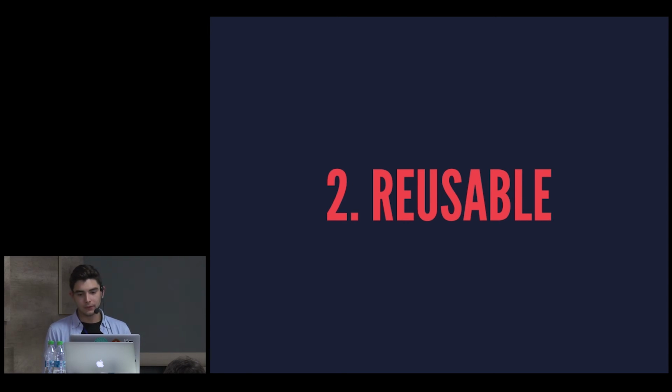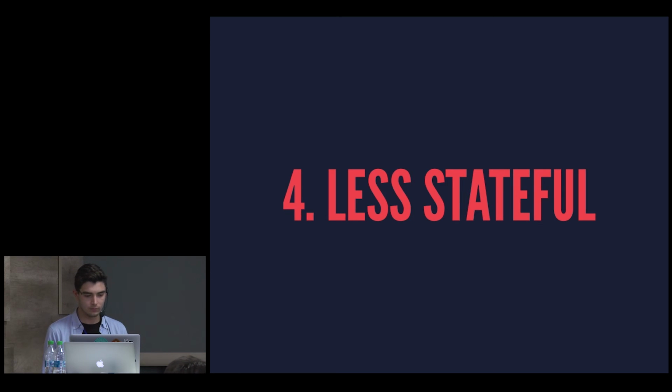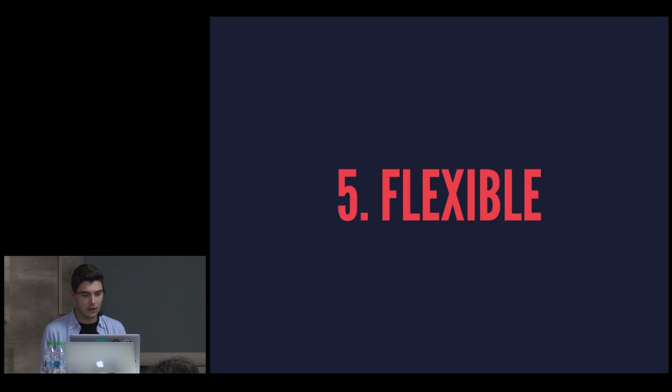Reusable, because we don't have repeating implementation and a lot of boilerplate code. Declarative, because definitions are immutable and only data changes. Less stateful, because we're modeling the application as unidirectional data flows, behaving like big pure functions. Flexible, because observables support not just emitting a single scalar value, but also a sequence of values or even infinite streams.